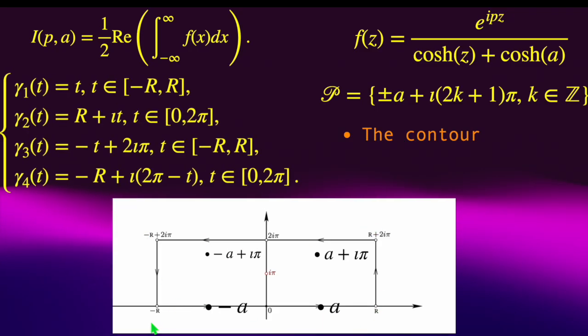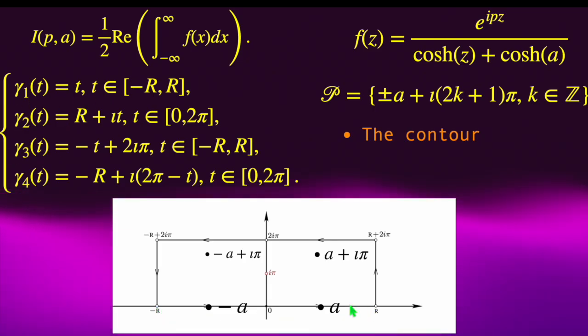So we have four parameterizations. The first curve has parameterization gamma 1(t) equal to t for t between minus R and R. Gamma 2(t) is R plus it for t between 0 and 2π. Gamma 3 is minus t plus 2iπ, and so on. It's easy, and now we have the poles and the contour.